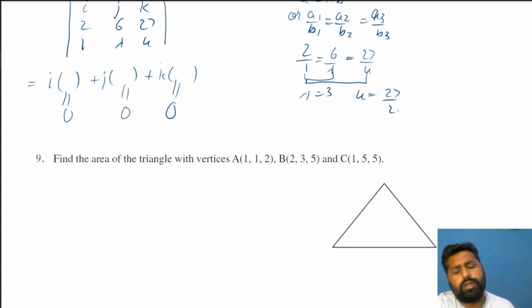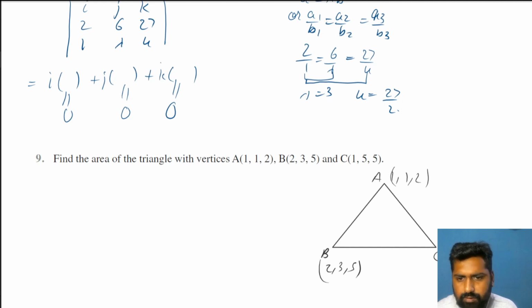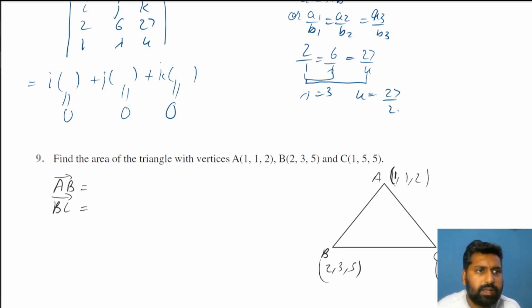For this question, if he's asking for area, of course you have to do the cross product, because the area of a triangle is given by half of A cross B. Let's say this is A, this is B, this is C: 1 comma 1 comma 2, 2 comma 3 comma 5, 1 comma 5 comma 5. Now you can calculate your AB vector and your BC vector. How do we do that? AB vector is given by B vector minus A vector.